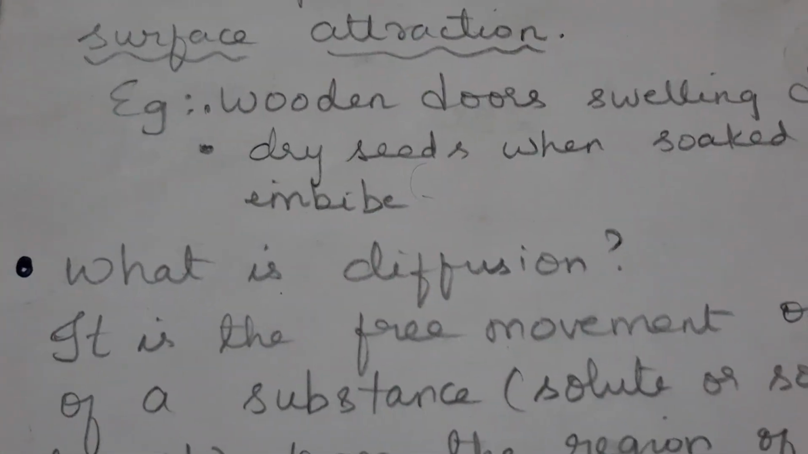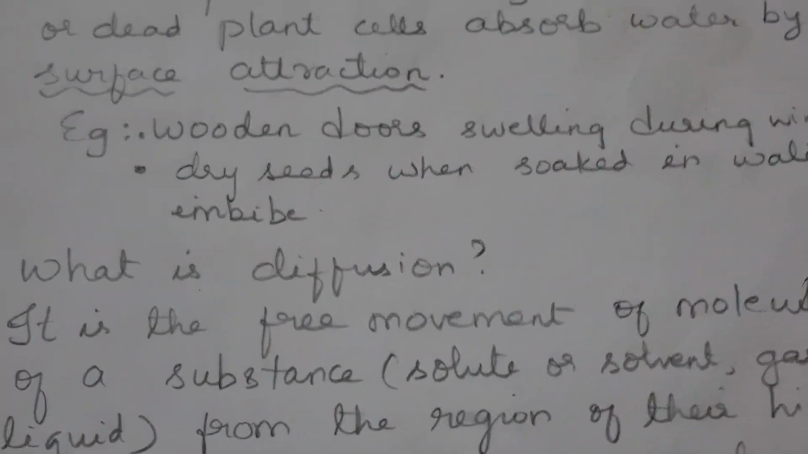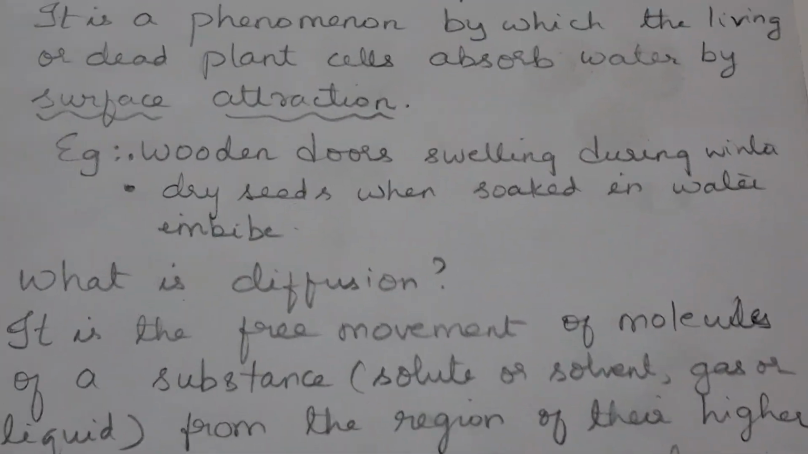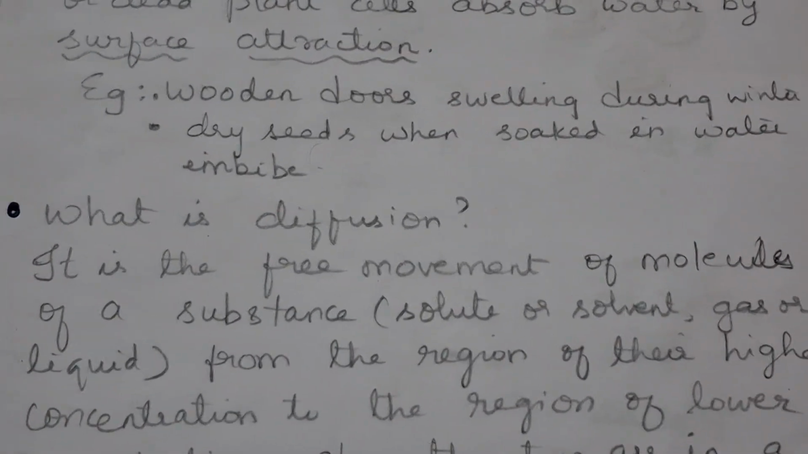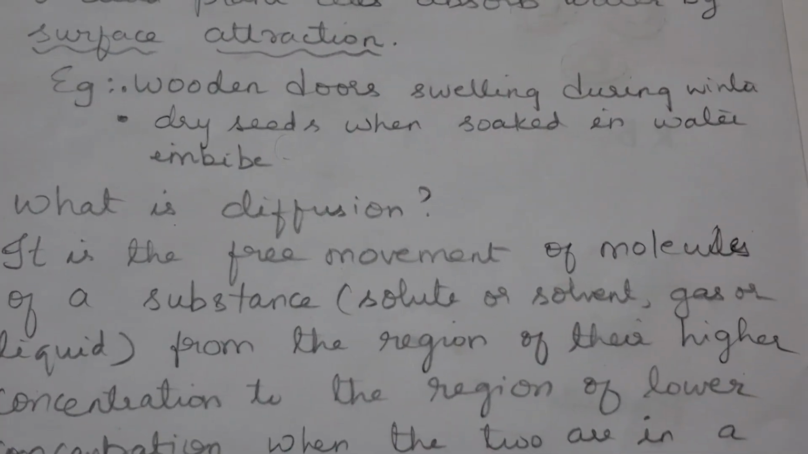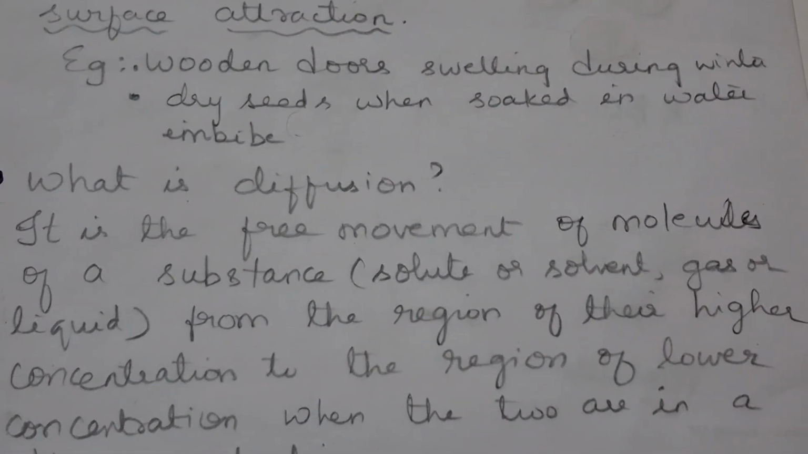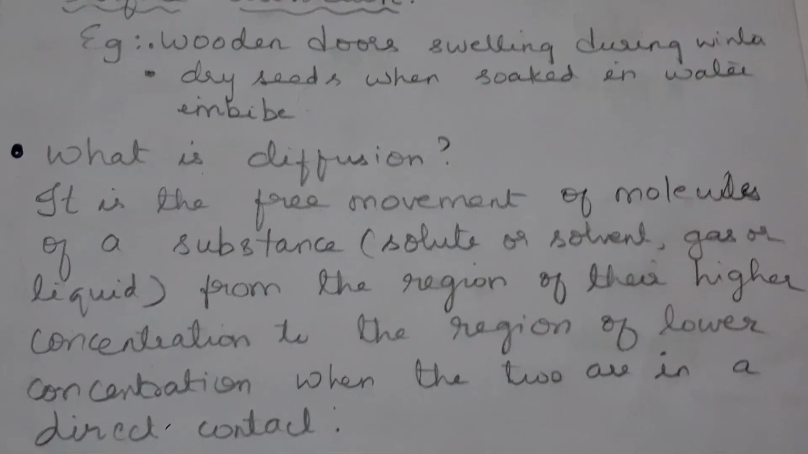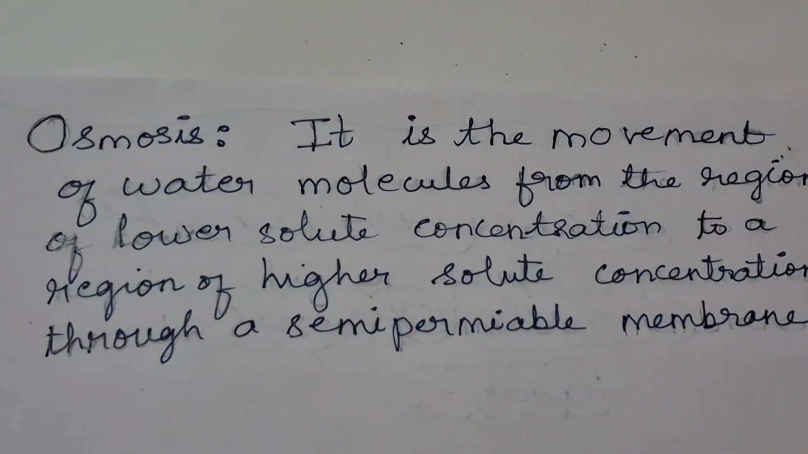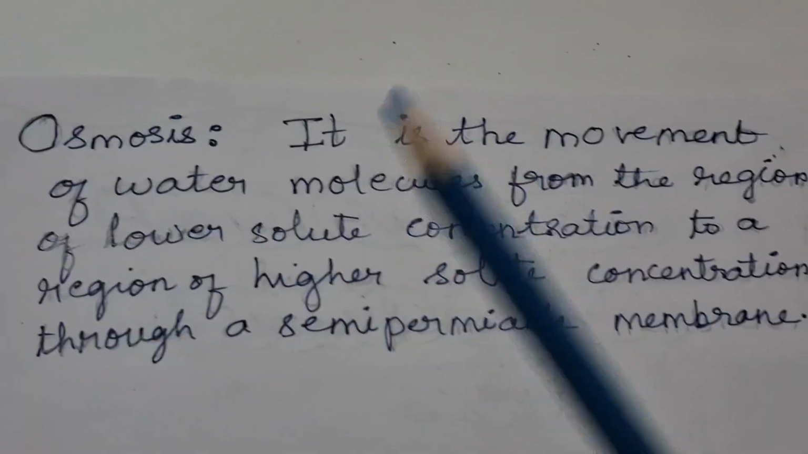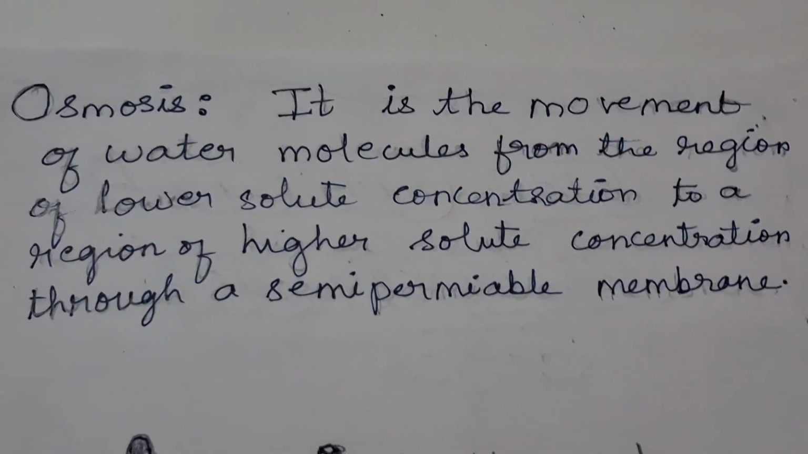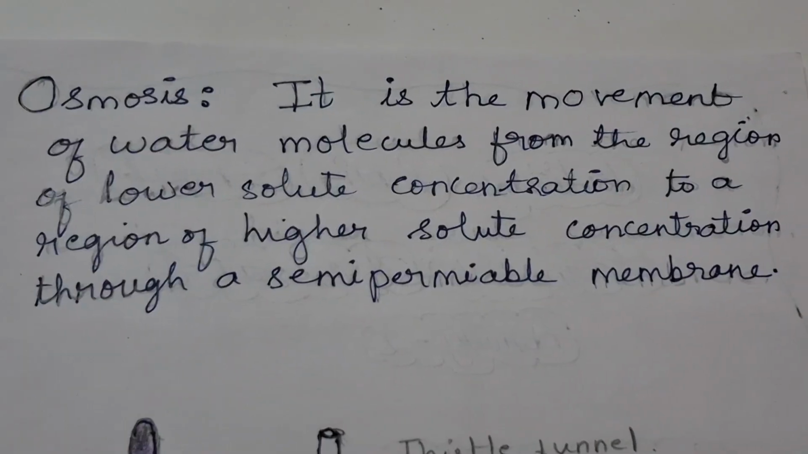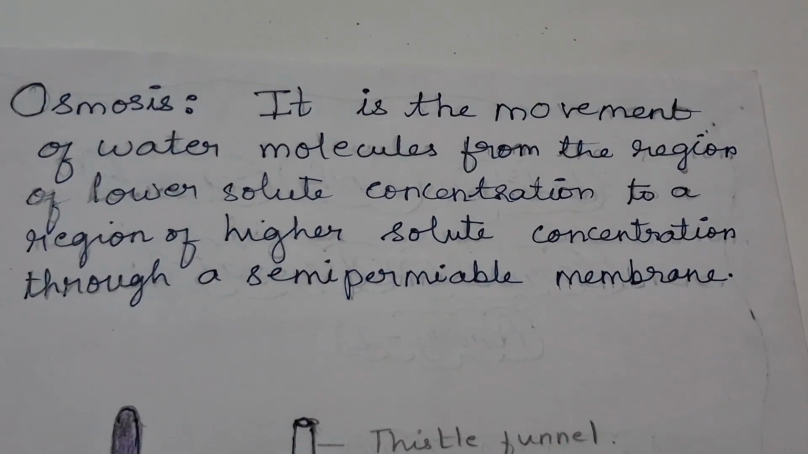What is diffusion? It is the free movement of molecules of a substance, solute or solvent, or a gas or a liquid, from a region of higher concentration to a region of lower concentration. The next one is osmosis. What is osmosis? It's the movement of water molecules from a region of lower solute concentration to a region of higher solute concentration through a semi-permeable membrane.